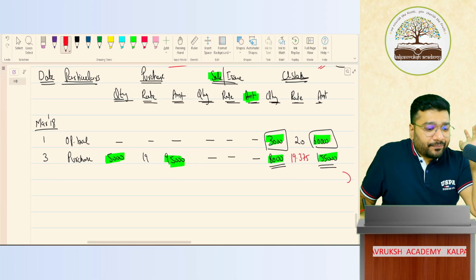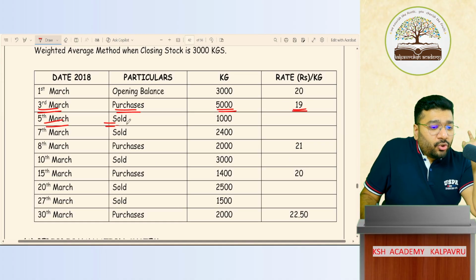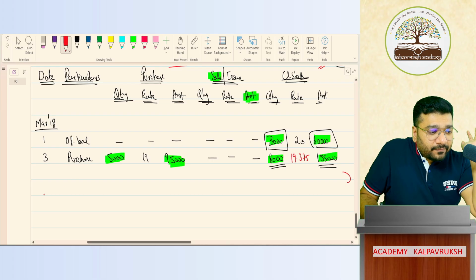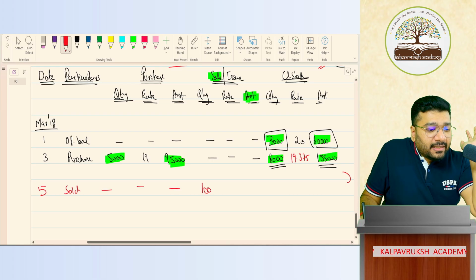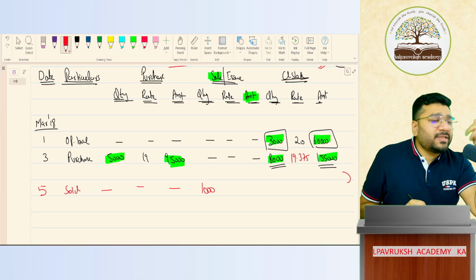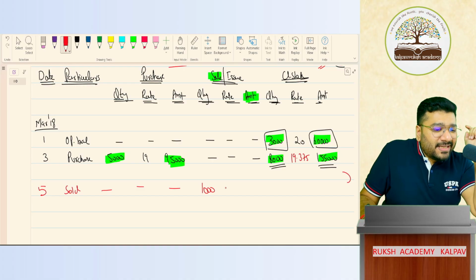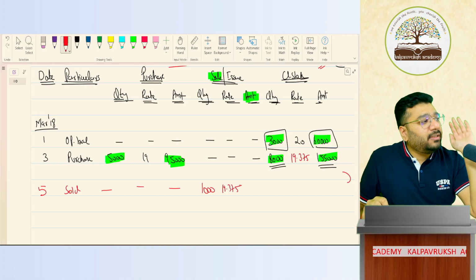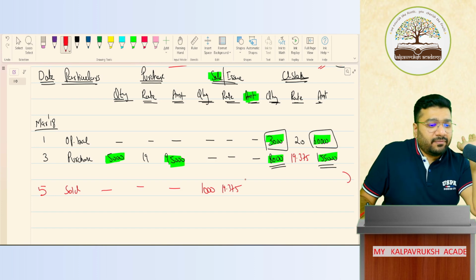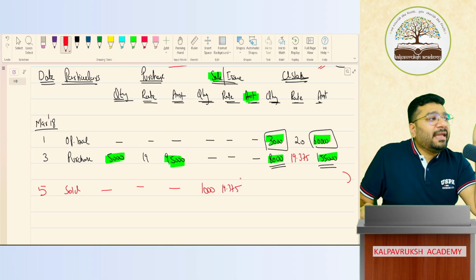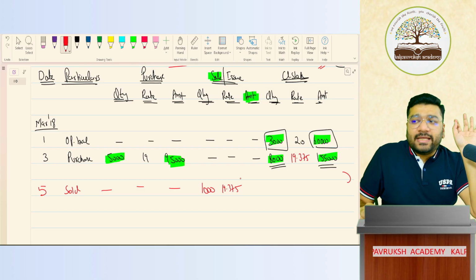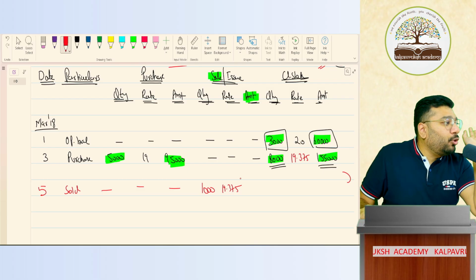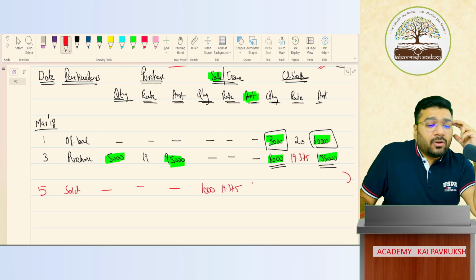Next people, tell me. 5th March sold 1,000 kg. In this there is no lot 1, lot 2, because everything is mixed. It's the same rate, which is 19.375. In exam you can take 2 decimal, 3 decimal, 4 decimal at your comfortability. Whatever you're taking, put a note: we are taking 4 decimal, or we are assuming 3 decimal. Put a note like that. Now tell me the cost of goods sold.